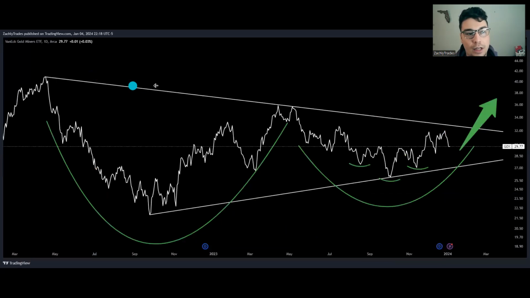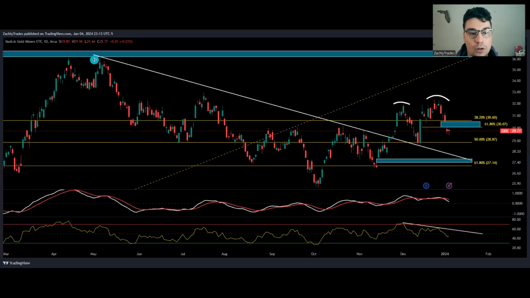We'll take a look at what appears to be many signals suggesting that we could go higher on GDX. We'll also break down the daily time frame candlestick chart and go over some of the warning signals that you want to be aware of. There's lots of upside potential, but you want to be aware of the risks as well.